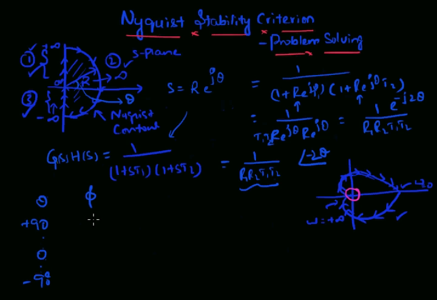Now what will happen to phi? Phi is going to be minus 180 degrees. When theta is 0, phi goes to 0, and in between, suppose you have plus 45, it will be minus 90 degrees. Similarly, when theta is minus 90, it will be plus 180 degrees. These are the values, and as r tends to infinity the magnitude tends to 0.